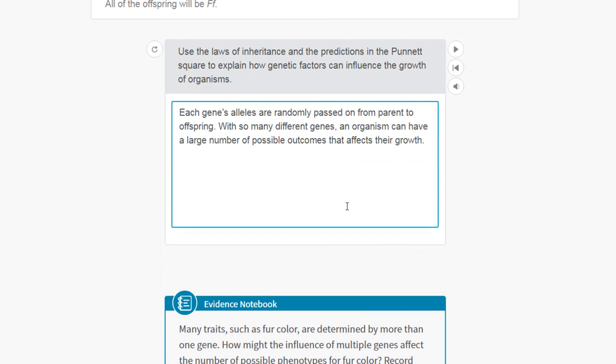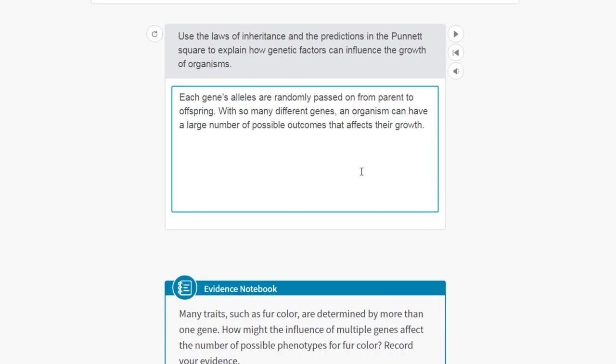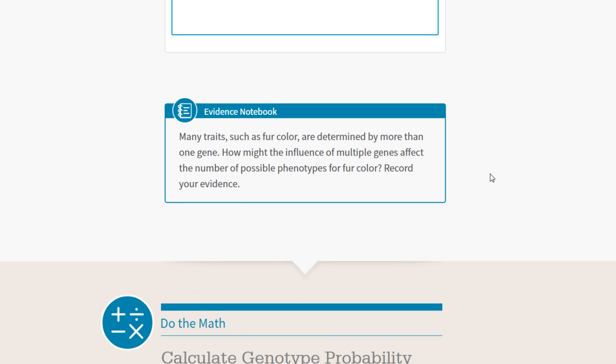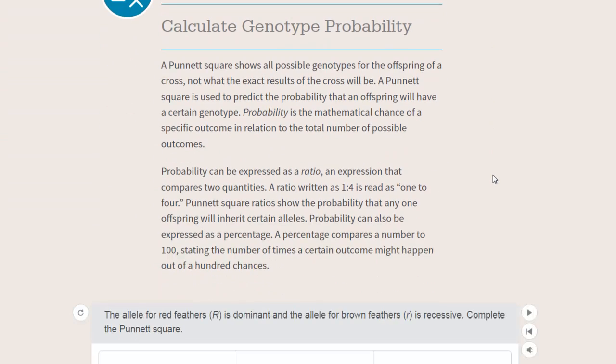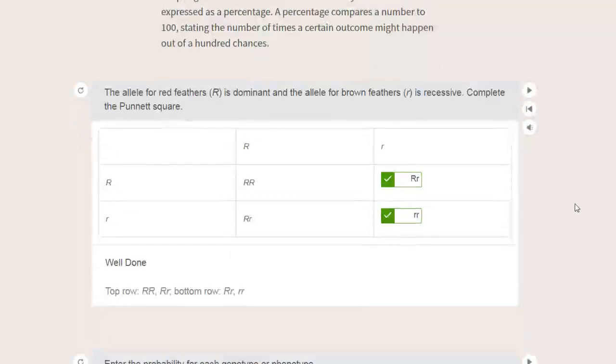Using laws of inheritance, these are direct text references from above. Each gene's alleles are randomly passed on from parent to offspring. We'll talk about the mechanism of meiosis and how that happens later on. But with so many different genes, an organism could have a massive number of possible outcomes, which is why you don't really see two things look identical unless they're clones, and we'll talk about asexual reproduction sometime soon.